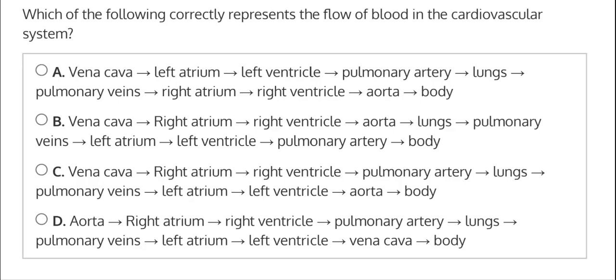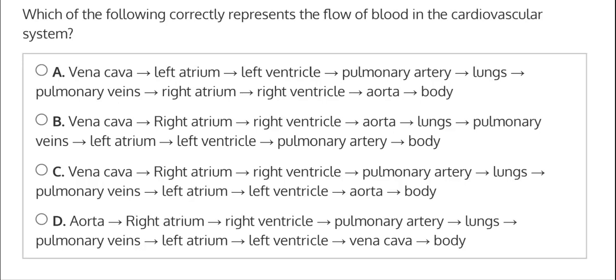Which of the following correctly represents the flow of blood in the cardiovascular system? Taking a look at the choices here, we see that these are all different parts of the heart muscle, and we're trying to find out which direction the blood will flow within the heart. Before we go into all of the choices, because they're pretty much the same, just in different order, it might be more helpful to take a look at the diagram and figure out the answer for ourselves, and then go back to the question and see which one matches our understanding.